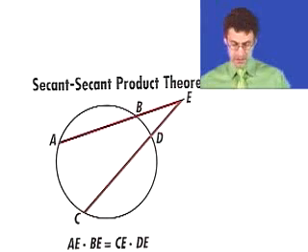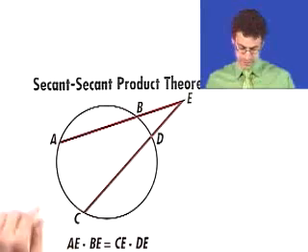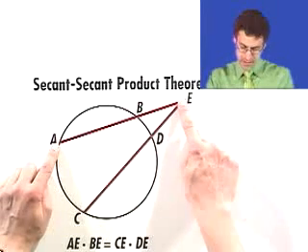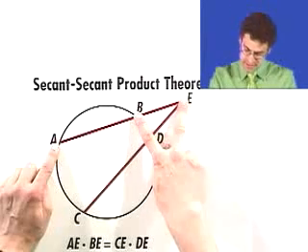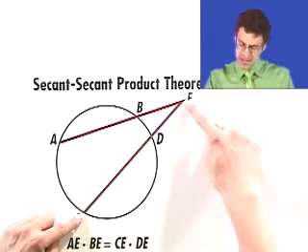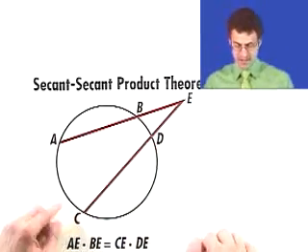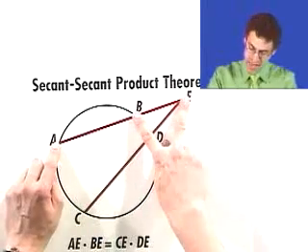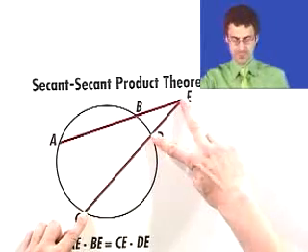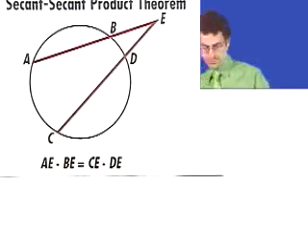In fact, it's very similar to the chord-chord product theorem. We see that AE multiplied by BE is going to be the same number as the length CE multiplied by the length DE. So visually what we're saying is this length multiplied by that length will always equal this length multiplied by that length. Let's see the secant-secant product theorem in action.